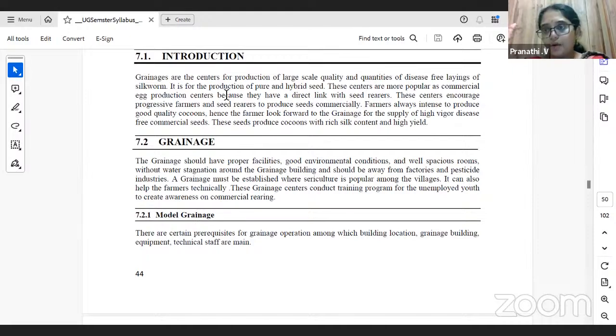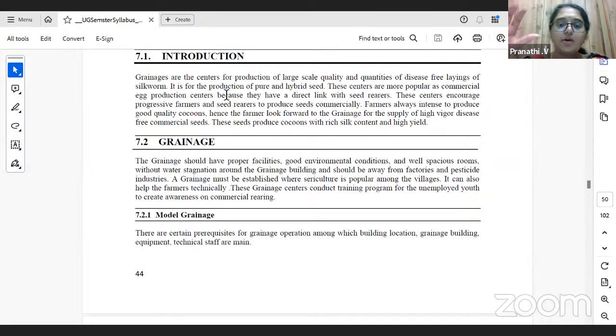Usually amongst the villages, since you do not have any factory setups, it is suggested that you set up the grainages in such areas. So what will happen is you have local employment taking place, and you have farmers who technically have the knowledge about it. And then you have a training program wherein unemployed youth can be trained so that they can go for commercial rearing.